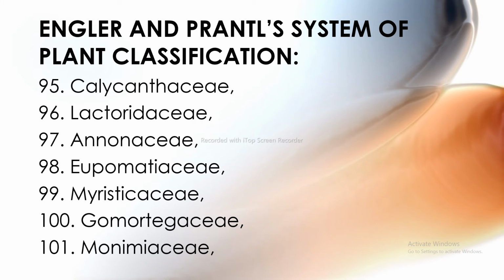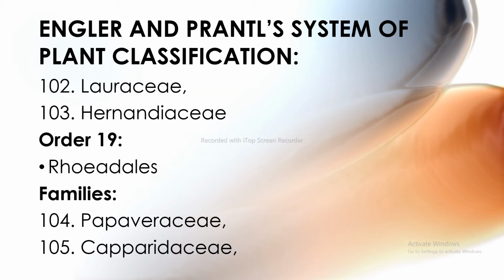Next is Calycanthaceae, Lactoridaceae, Annonaceae, and Eupomatiaceae, Myristicaceae, and Gomortegaceae. Next is Monimiaceae. Next, Lauraceae, Hernandiaceae. Next order is 19th order, which is called Rhoeadales.